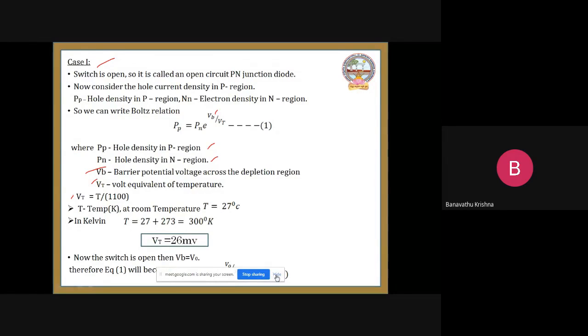Now, when the switch is open, VB equals V0 from equation 1. That means no external DC voltage is applied, so the barrier potential voltage VB equals V0. Therefore equation 1 becomes Pp equals Pn into e power V0 by VT. That is equation number 2.